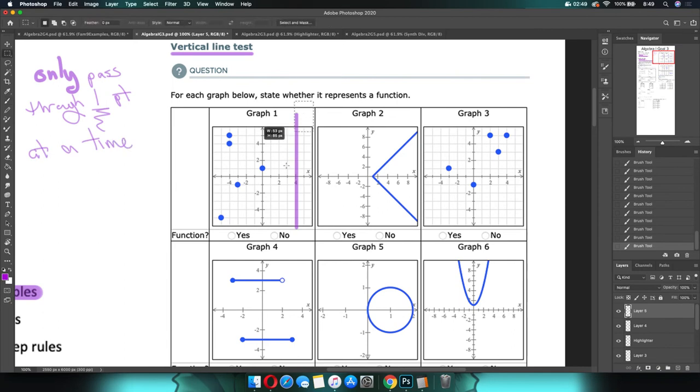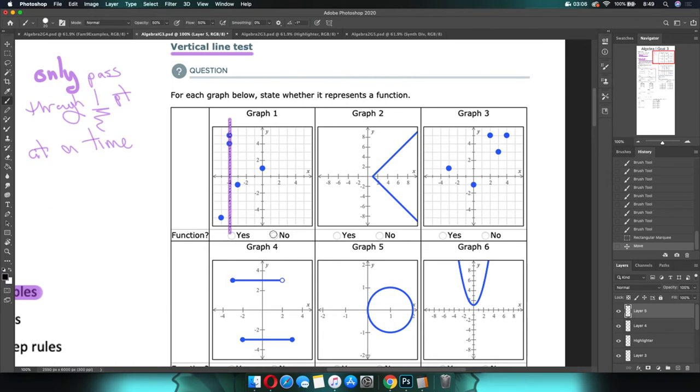Okay, so as I take this little vertical line and I start moving it over, as I'm pinging it back and forth, I'm asking, does it pass through one point? Yes. Does it pass through one point? Yes. Does it pass through one point? No. Fail. Done. That's all you're doing for this, okay?